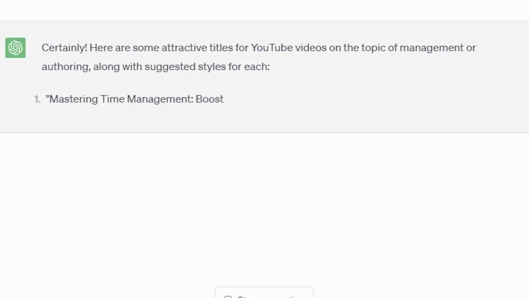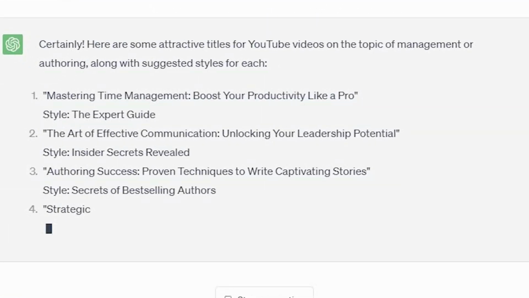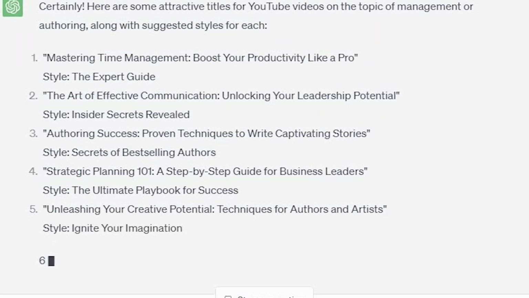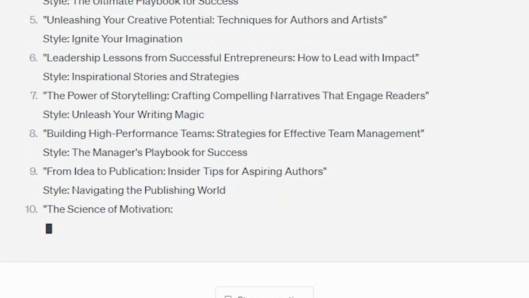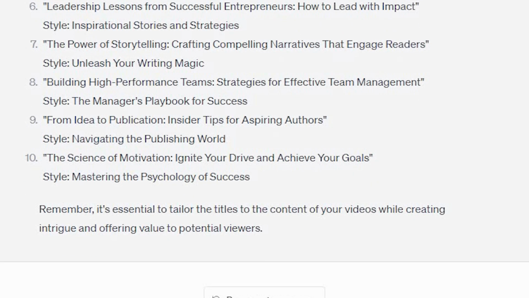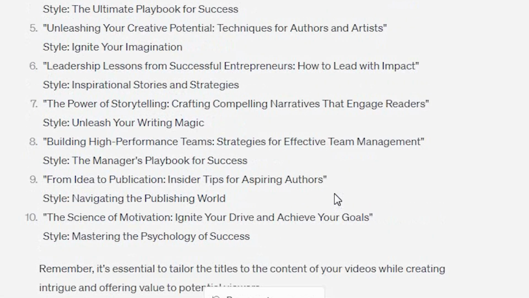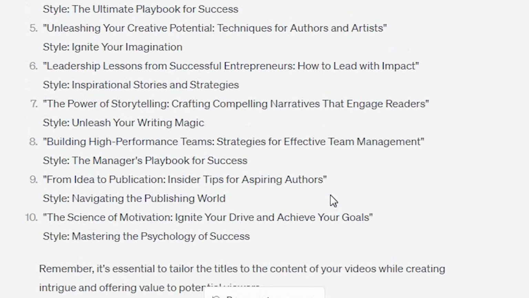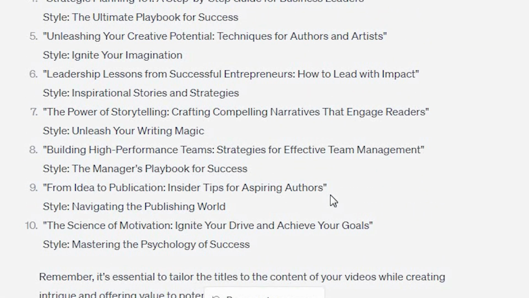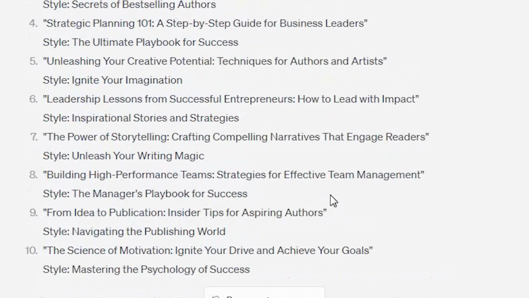Mastering time management. Boost your productivity like a pro. Style. The expert guide. The art of effective communication. Unlocking your leadership potential. Style. Insider secrets revealed. Authoring success. Proven techniques to write captivating stories. Style. Secrets of best-selling authors. Strategic Planning 101. A step-by-step guide for business leaders.